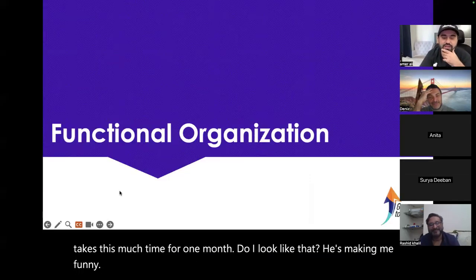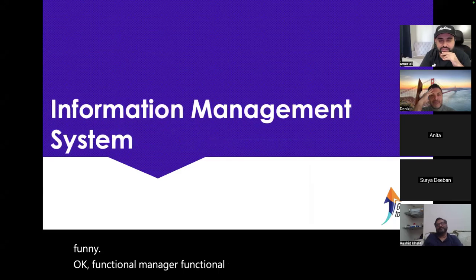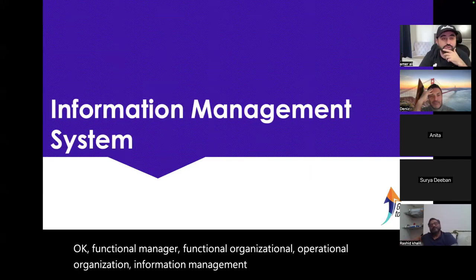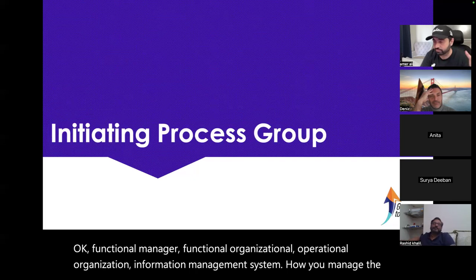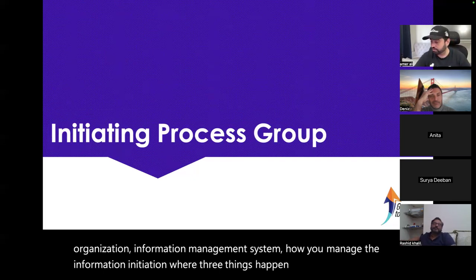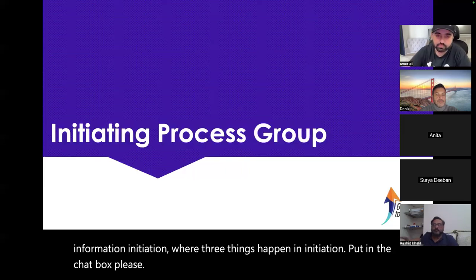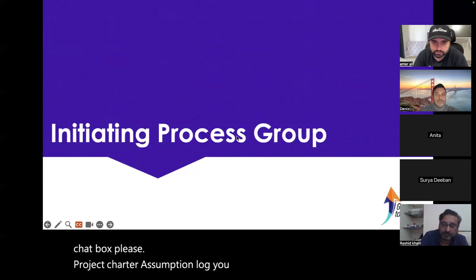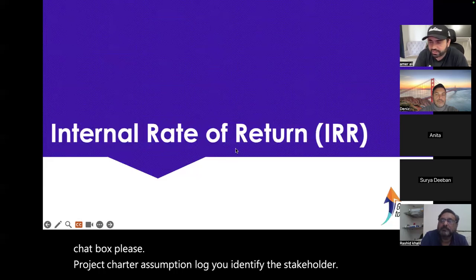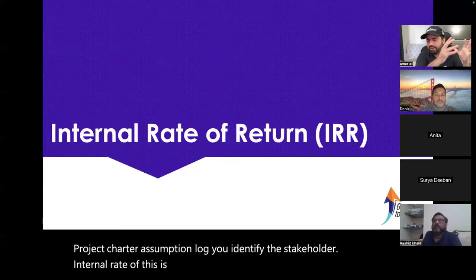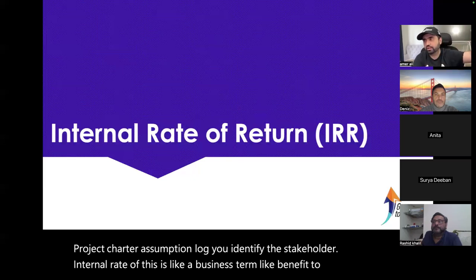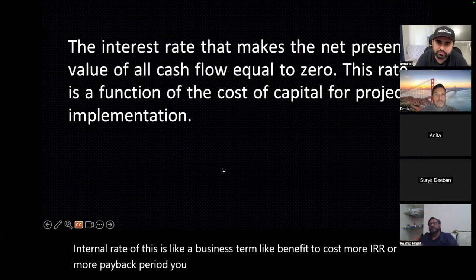Okay, functional manager, functional organization or operational organization, information management system, how you manage the information. Initiation, where three things happen. Put in the chat box, please. Project charter, assumption log, you identify the stakeholder register. Internal rate of return, this is like a business term like benefit to cost. The more IRR or the shorter payback period you have, the better your projects will be.